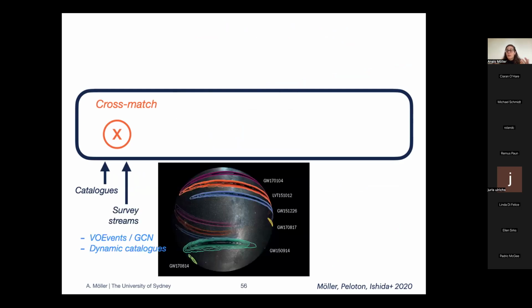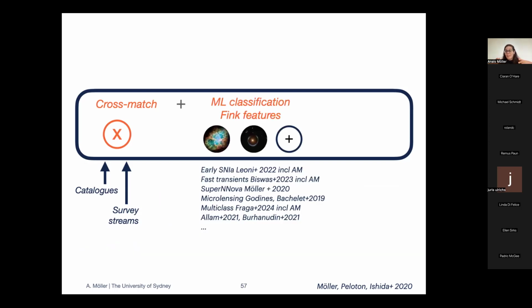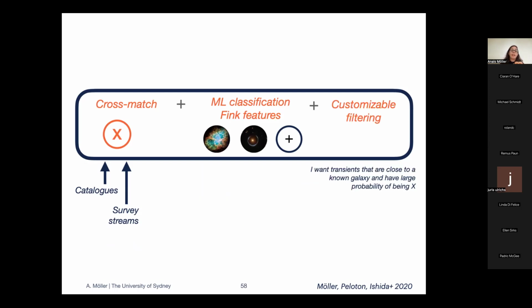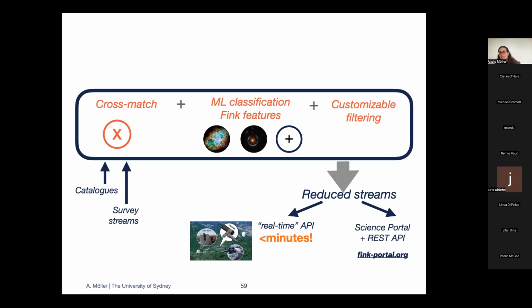Then we also cross-match with dynamic catalogs and VOEvents and GCN notices, like footprints of gravitational waves, neutrinos, gamma rays, etc. Then we take all that information and we also give it scores of these events being potentially a supernova, a kilonova, or a microlensing event. So you can use all those scores to actually select your object, and this is all community driven. And then you can do your customizable filtering: I want transients that are close to a galaxy, that are blue, and that have a probability of being a Type 1a supernova by this much. And then you can access it. There are two ways of accessing it. One of them is the human-friendly one, which is our web portal, for example, finkportal.org.